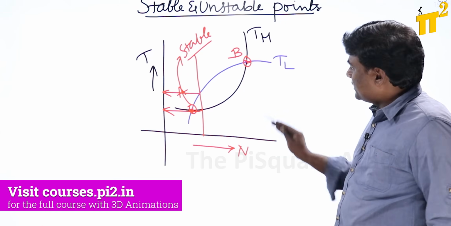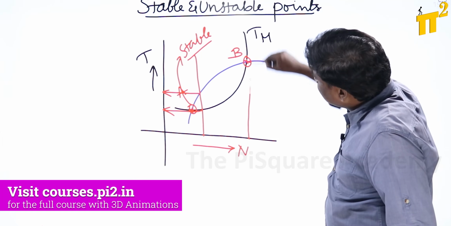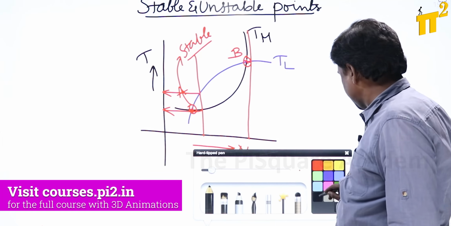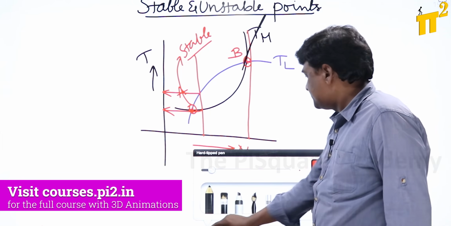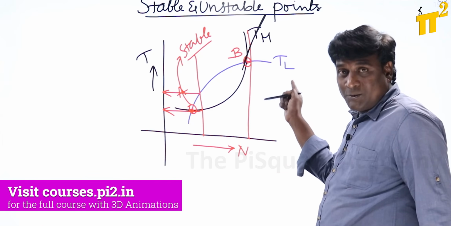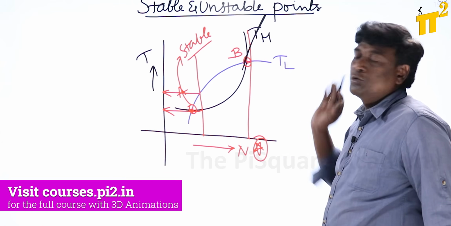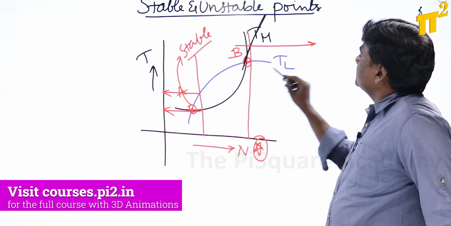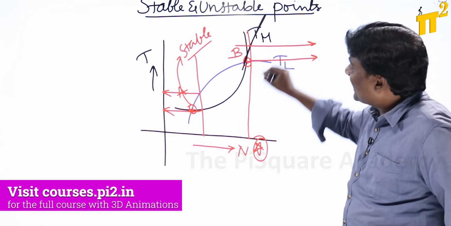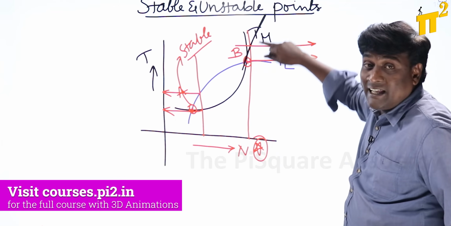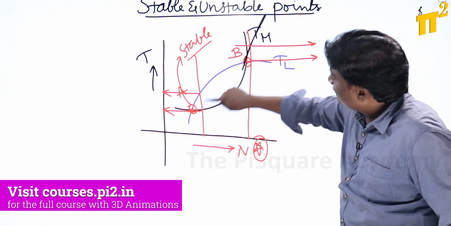Now, let me draw one line immediately after this junction point, in the increasing direction of speed. What will happen immediately after this particular point? After the junction point, this black line is the torque developed by the motor, and this blue line is the torque requirement of the load. The black line is more. The torque developed by the motor is more after this junction point, and the torque requirement of the load is less, because this is the y-axis, torque.